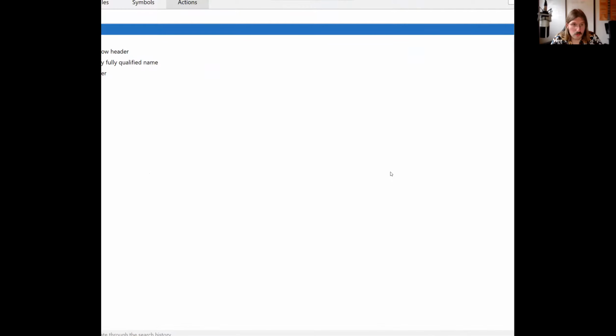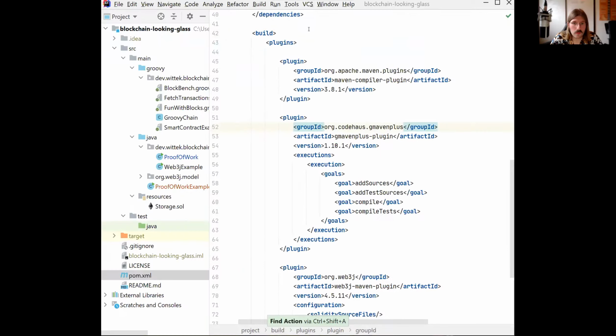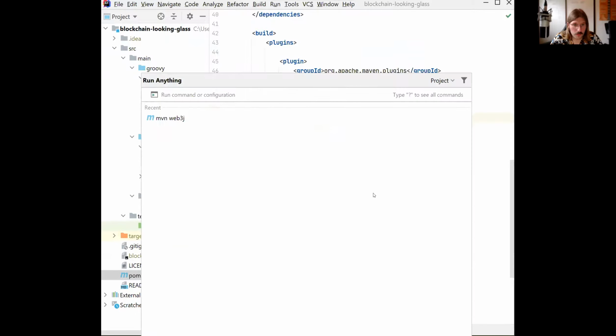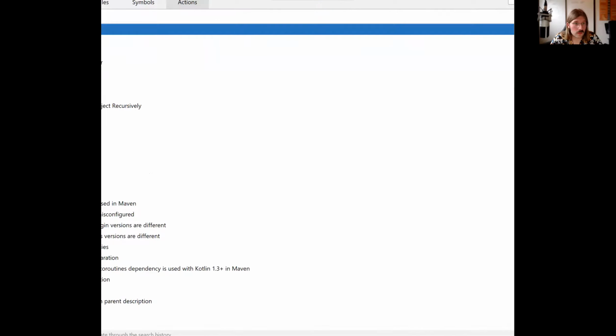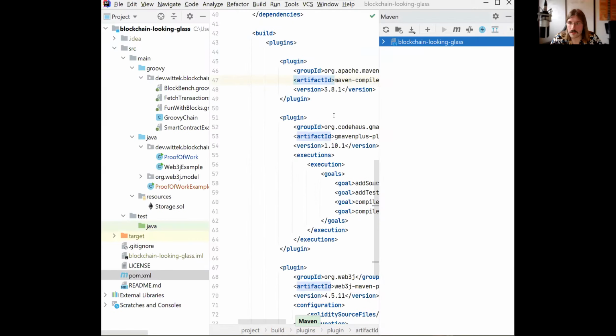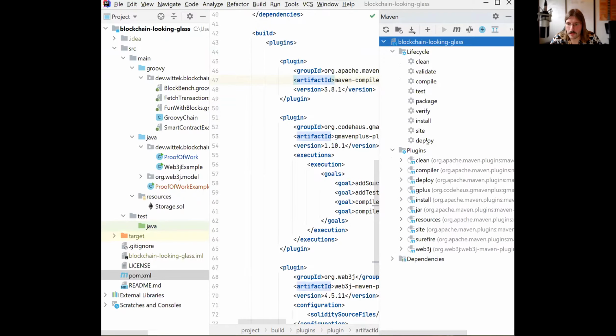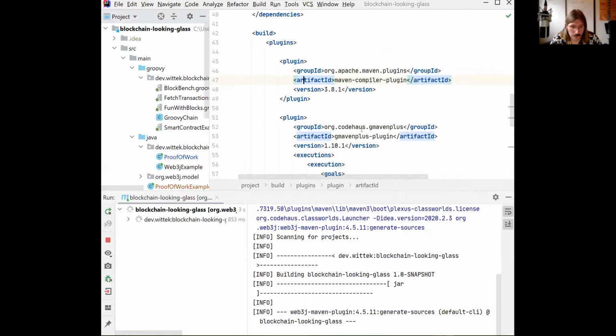Now, when I, sorry, Maven. I want to open the Maven window. No, not like this. Yes, this I want to do. All right. So I now get this additional plugin method from Web3j, generate sources, which I will just run here quickly. Let's hope it still works. I haven't tried it today.